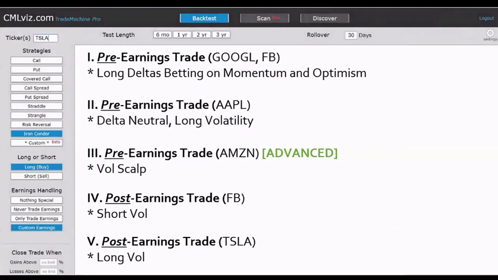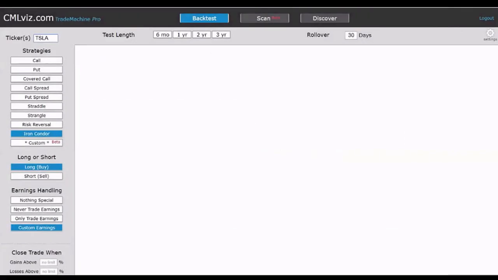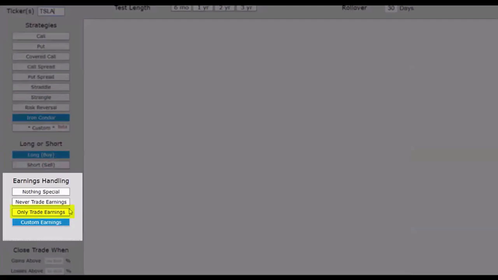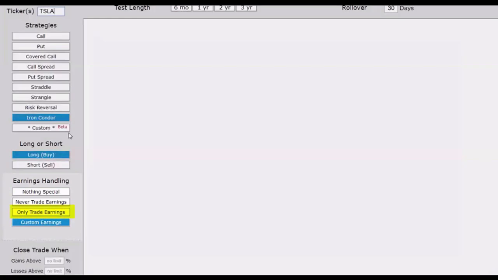Now, of course, we just focused on earnings-related trades. If you like trading the actual event, we have a button for that. You can just click Only Trade Earnings and test any strategy you want, whether it be custom or pre-built, during the earnings event. And of course, for all other times, you can always just select Never Trade Earnings, and you can do the same thing. You can create your own custom strategy or pre-built strategies.